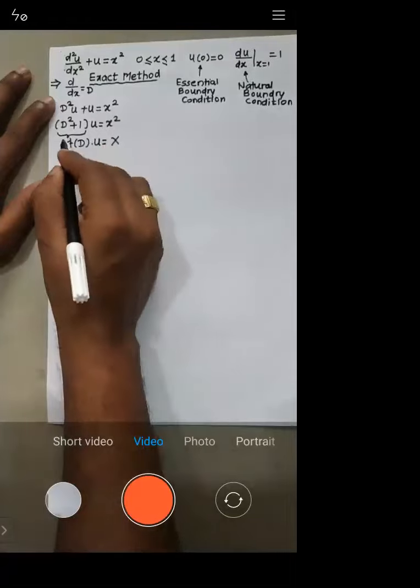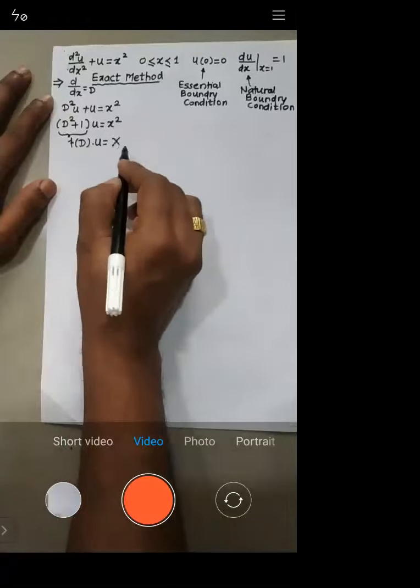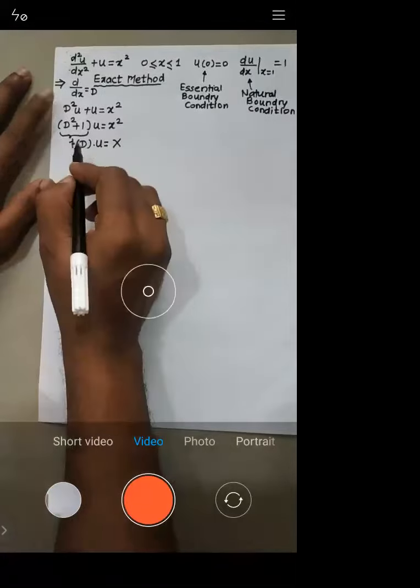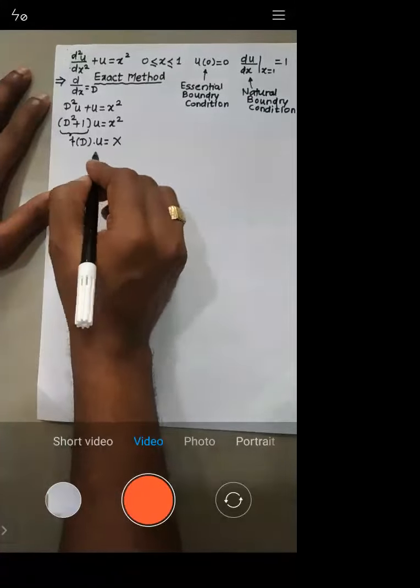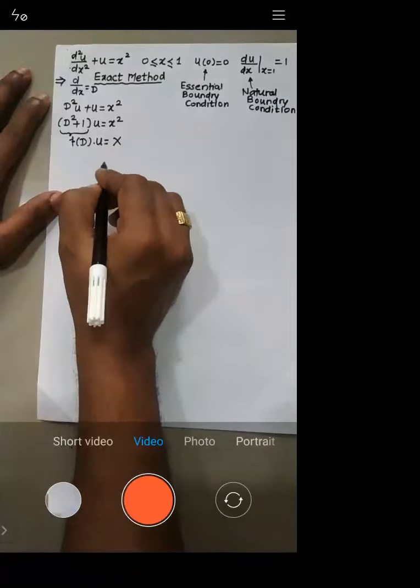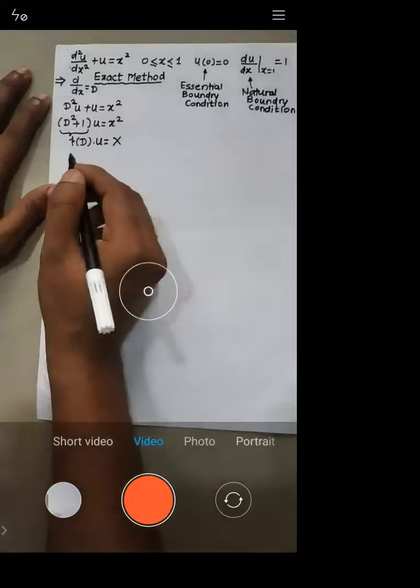This is a function of D, so I will call this f of D. And this term I will call x square, because f of D and x square will be useful when I need to calculate the particular integral, because the particular integral is given by 1 by f of D into x square.